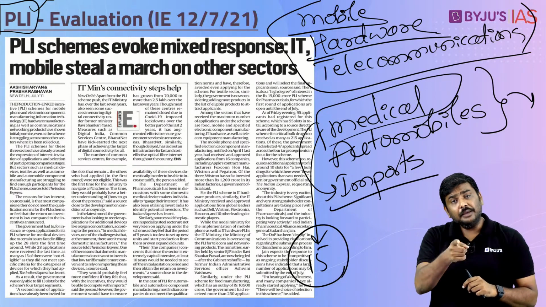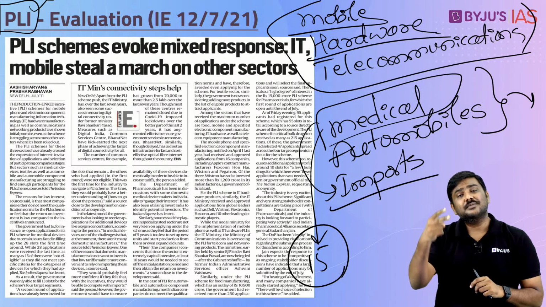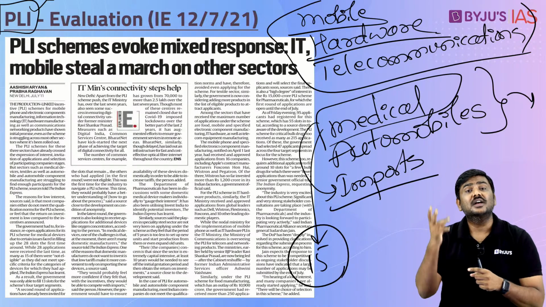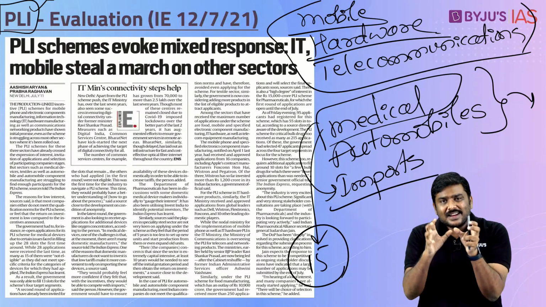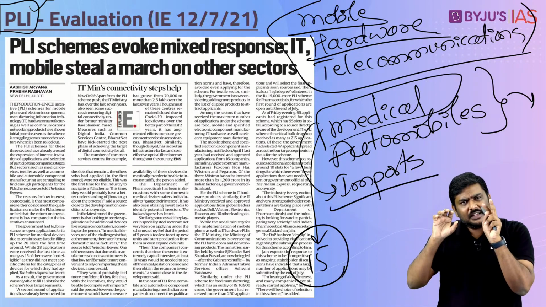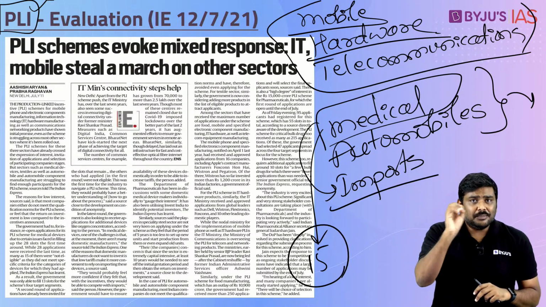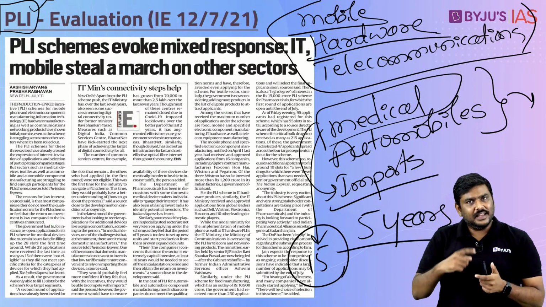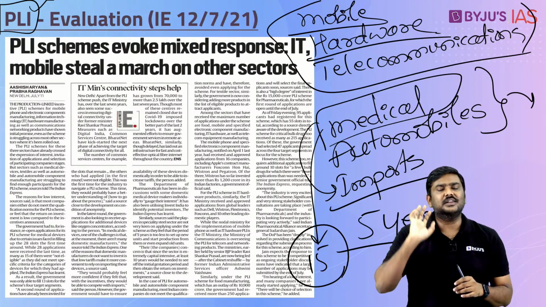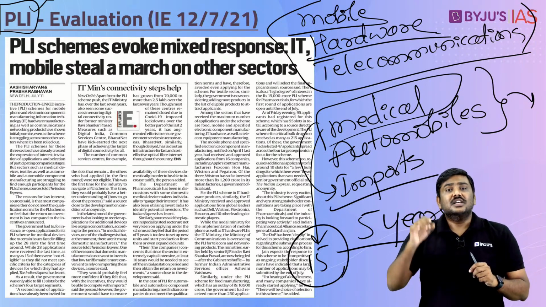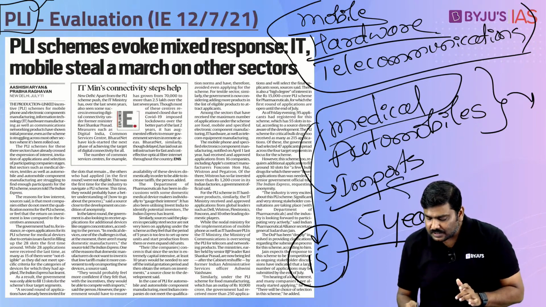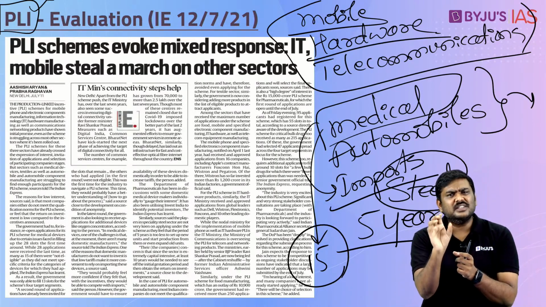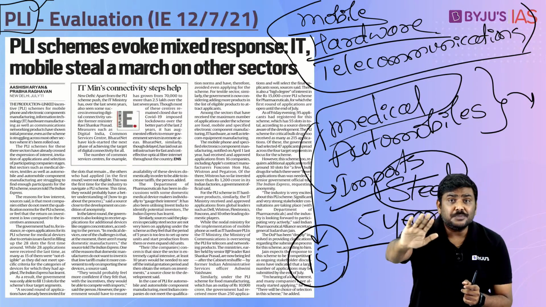So first one is what? Imports are becoming cheaper. Second one is, many of these companies are not able to meet eligibility conditions. Third one, please understand this, there are certain sectors which the investors are willing to invest in, but they are saying the time period of 5 years is short, because under this scheme the incentives are going to be provided for a period of 5 years. The time period is 5 years. These investors, such as participants of the steel industry, are saying the time period of 5 years is very short. We are not happy with this particular 5 years.